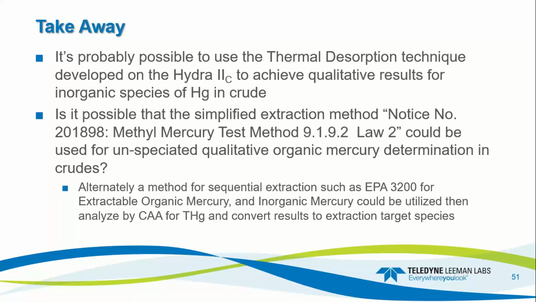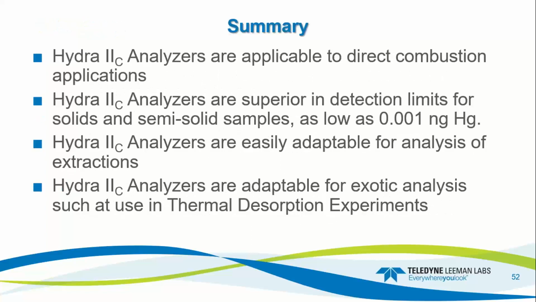Alternately, you can use an extraction method such as EPA 3200 for extractable organic and inorganic mercury, and then you can analyze that on the system for total mercury and then just convert the results back to the target species. So again, is it possible to get unspecified qualitative organic mercury determination with that extraction method developed for the food? It is possible. I haven't tried it yet, but then we have alternate options as well.